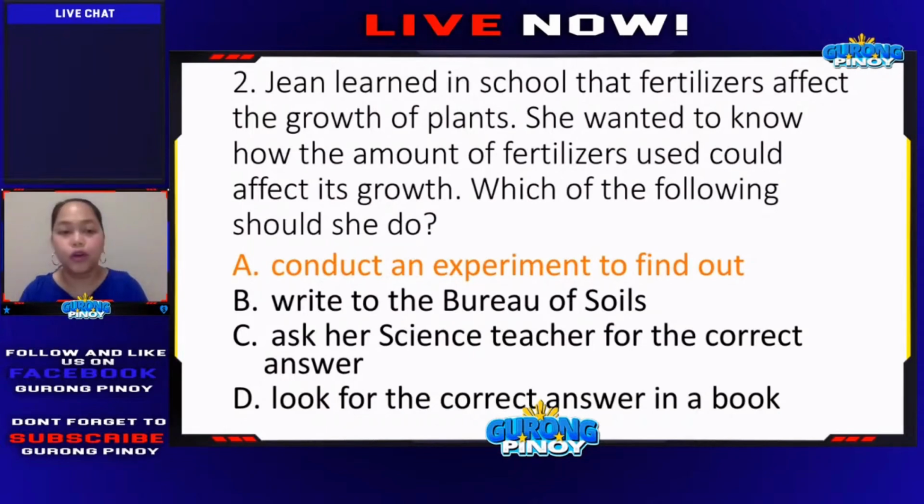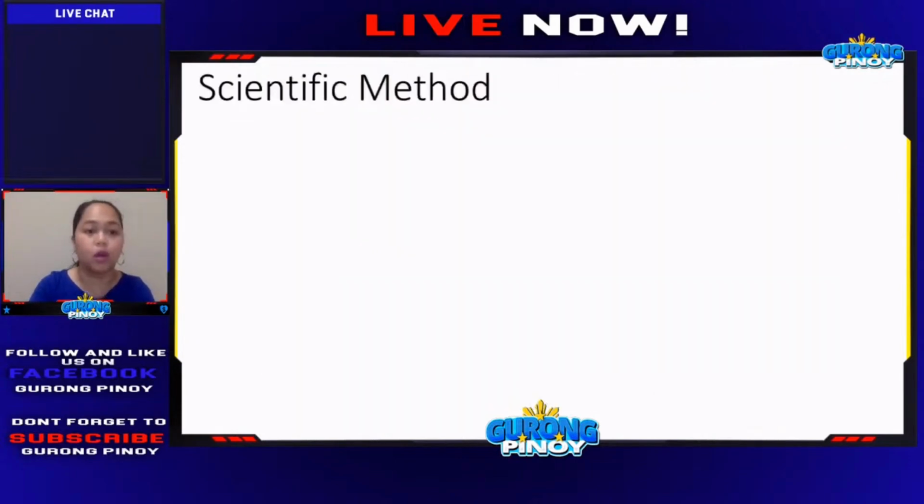Okay, so for number 2, the correct answer is also letter A. Please put a check mark if your answer is correct. Now we know that this is one step in our scientific method. We are all very familiar with our scientific method. When we were still students, the scientific method is usually the first topic in our science subjects. Okay, now what are the different steps in the scientific method?